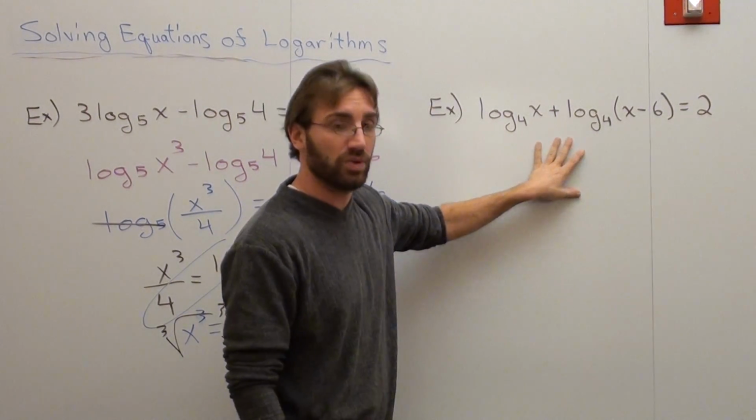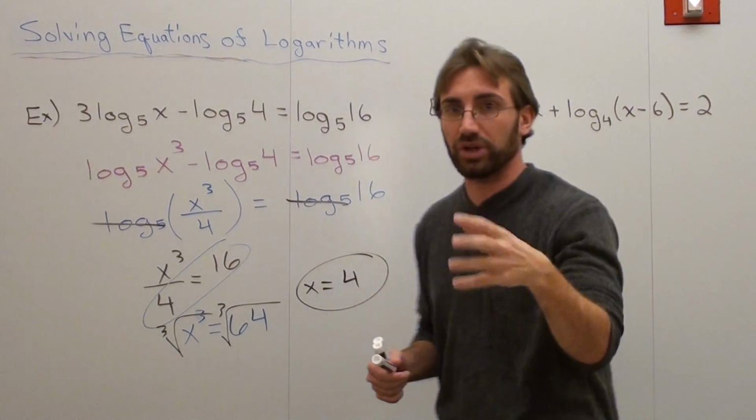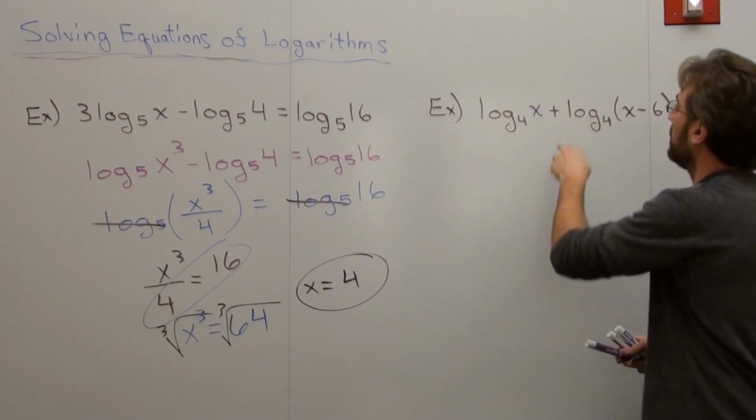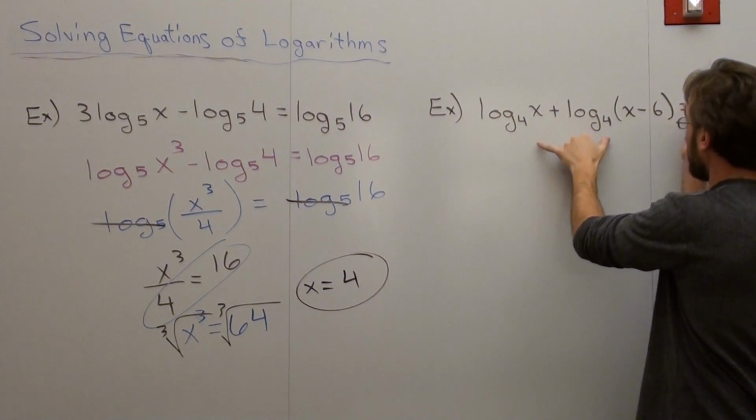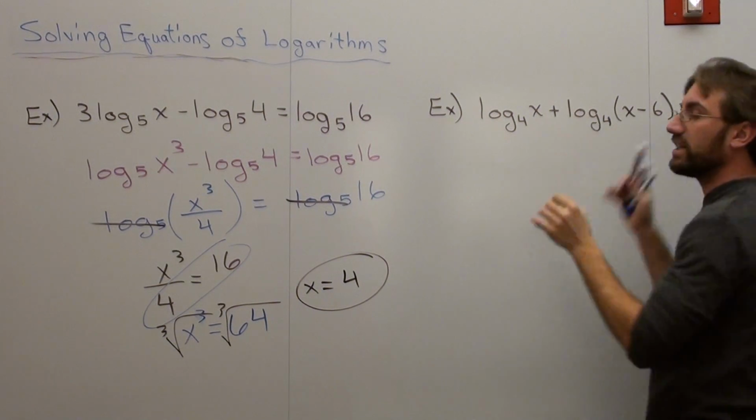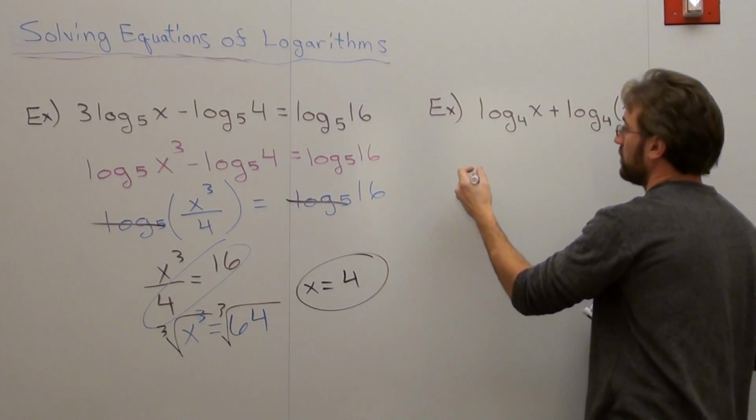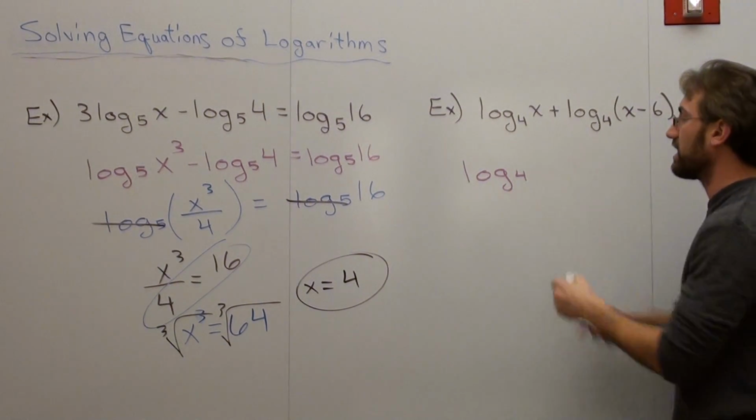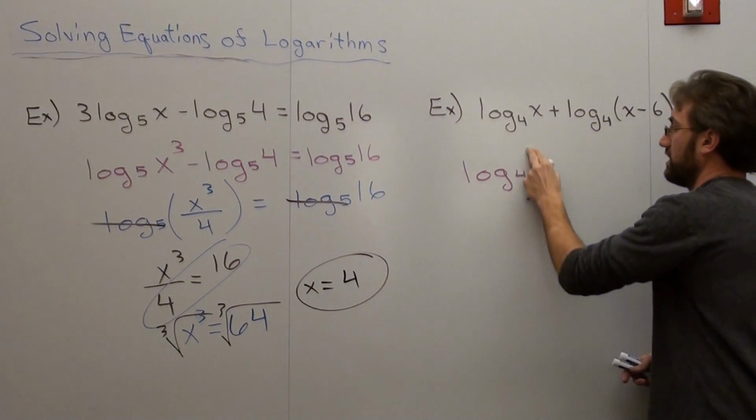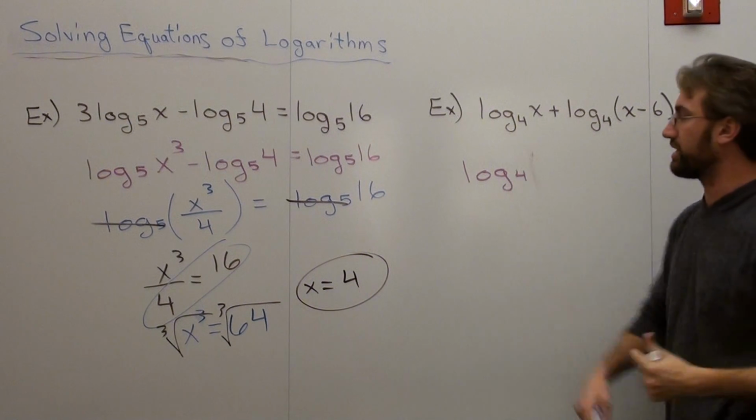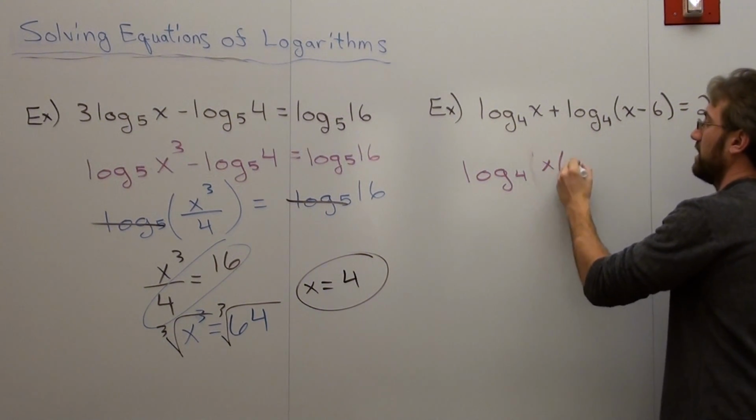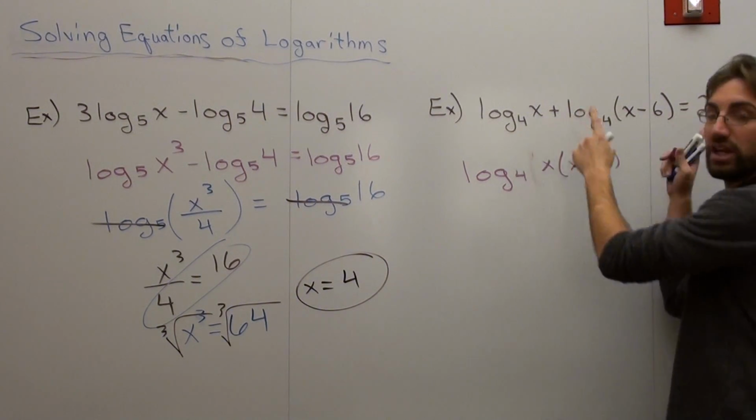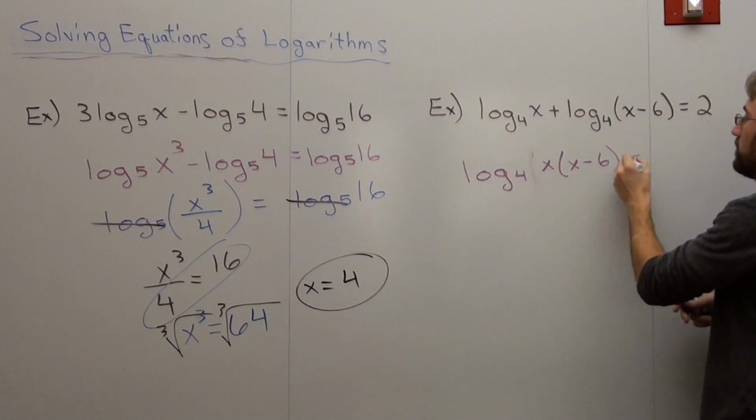Okay, let's try this one. I want to condense this one. So that's what we're going to do. We're going to use the product property. They both have the same base, so I can condense it into one log. It's going to be log base 4 of x times x minus 6. That's even more annoying if I put an extra set of parentheses, so I won't. Now remember, an addition turns into a multiplication. I do that, and that's equal to 2.